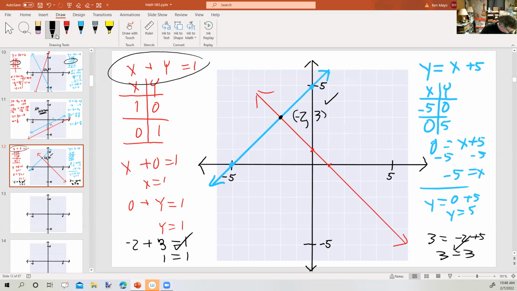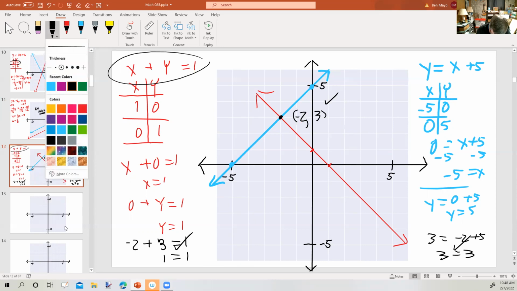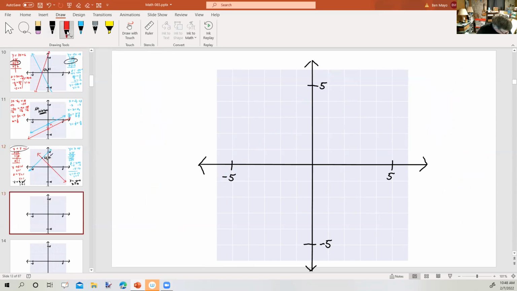Okay, let's take a look at another example. This says 2y equals negative 6x minus 12. And the second equation is 3x plus y equals negative 6. All right. So finding the x and y intercepts here.